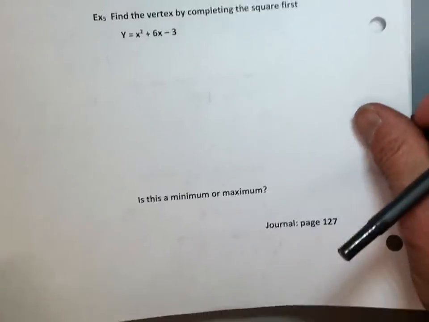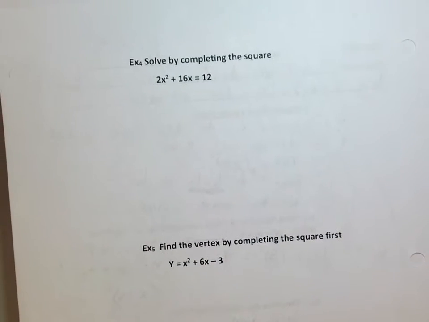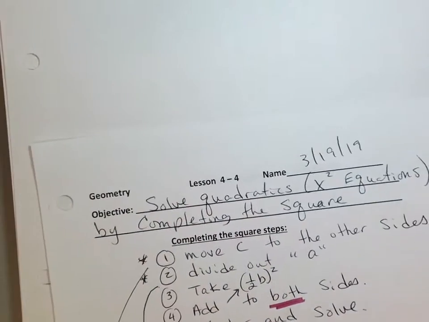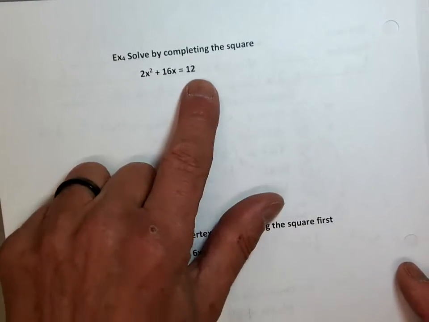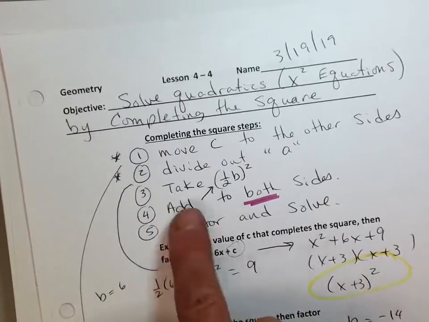All right, so let's do this again. Okay, number 4. All right, so what's step 1 say? Let's flip it back real quick. Step 1, what's it say? Move C to the other side, okay? So, step 1. It's already been done, right? What's step 2 say? Divide.